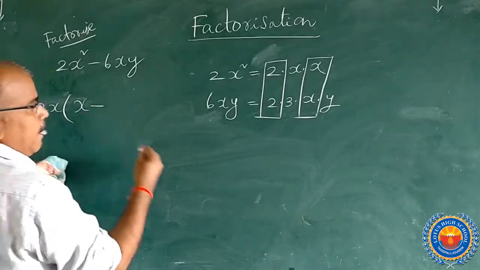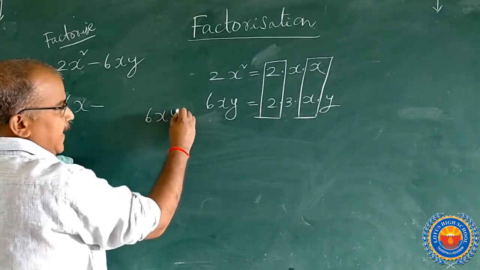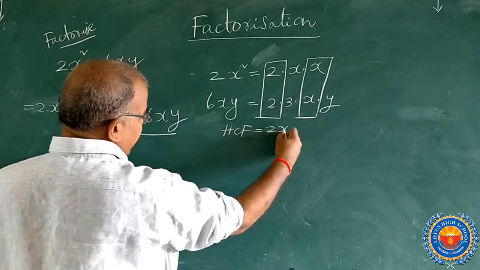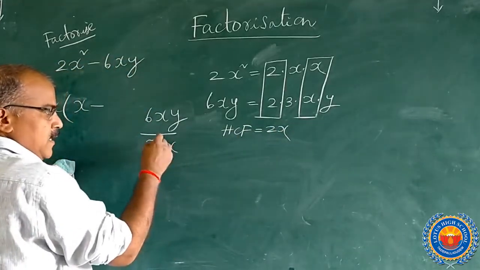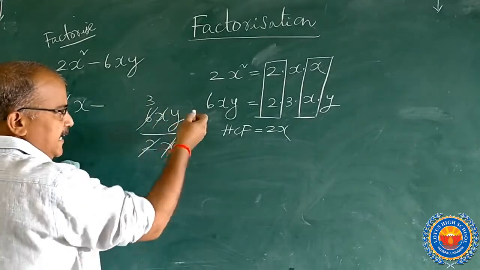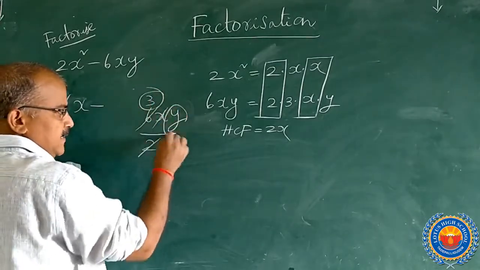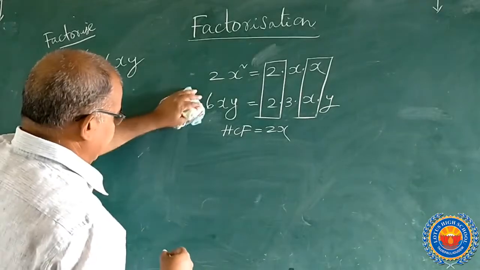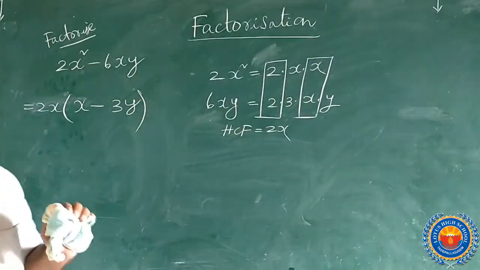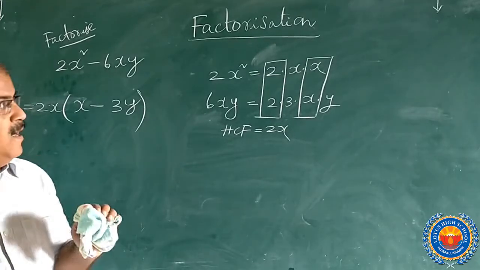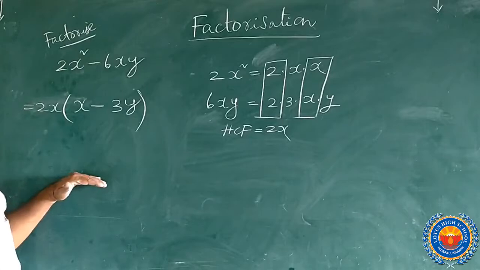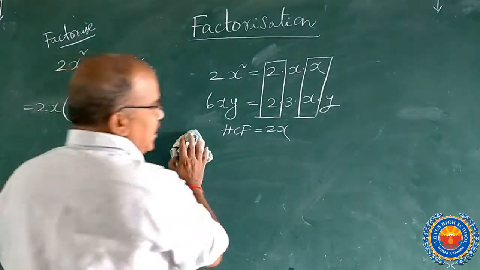Minus only. Now 6xy divided by the HCF 2x: 6 divided by 2 is 3, and x and x cancel. What is left over? 3y. This is the factorization by using the highest common factors method. Now whether it is correct or not you can check.